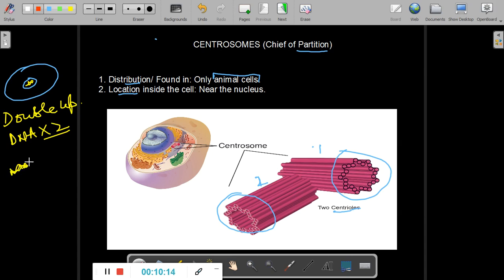Because all the information that it has is copied by the cell exactly. So the DNA is doubled up. I'm using a red marker to show that this is the doubled up, this is the duplicate copy. This is the Xerox copy, the photocopy of this original DNA. Now the cell doubles up the DNA.